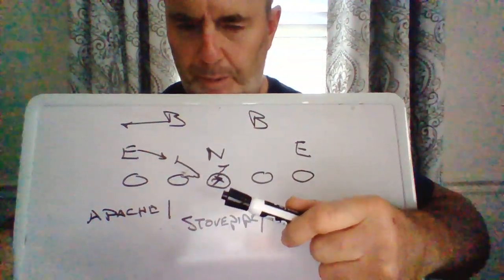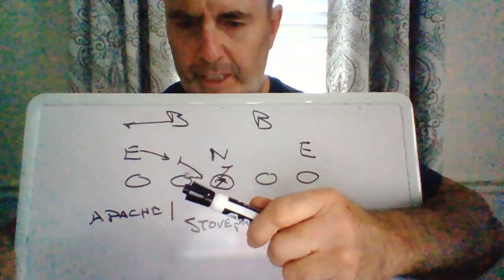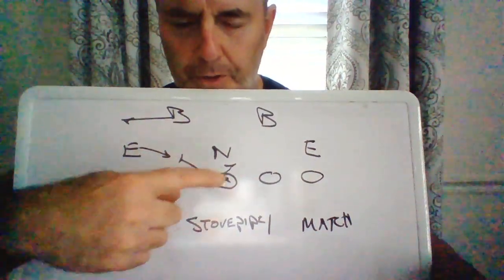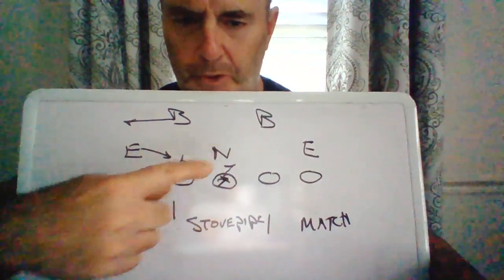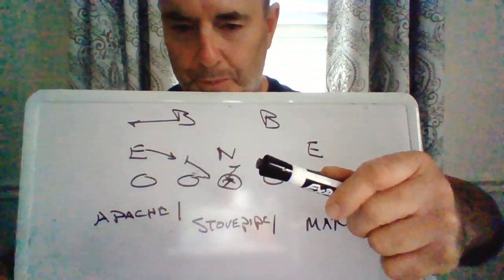Because we're in the stovepipe here, so we're going to cover. Okay, this guard, the backside guard, will shuffle, and what he's trying to do is prevent the run through, give the center help by hammering. Okay, because we really don't like the idea of the center blocking this guy by himself.